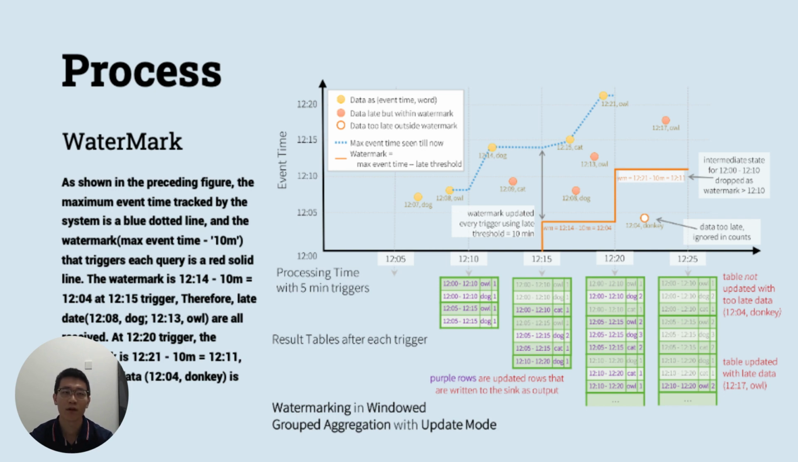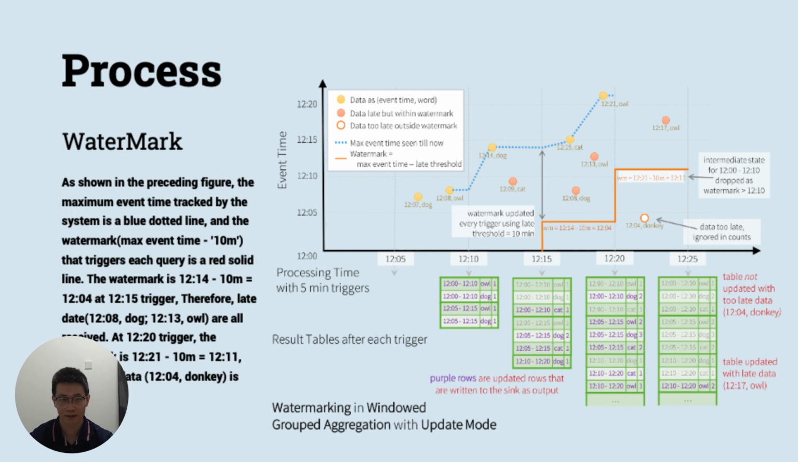Speaking of watermark calculation, we calculate it by subtracting the maximum acceptance delay, for example, 10 minutes, from the maximum event time. This defines the timestamp until which we can accept data in the next batch. For example, if our maximum acceptance delay is 10 minutes, the next batch can accept data generated after 12:04. Data generated before 12:04 will be discarded.